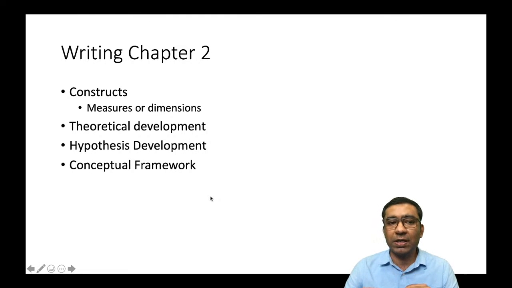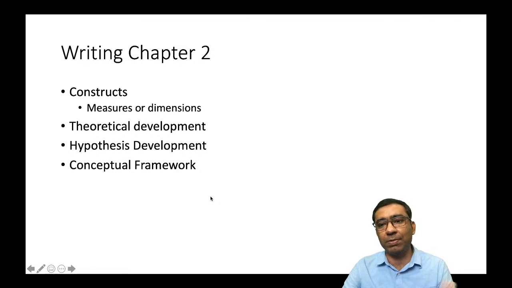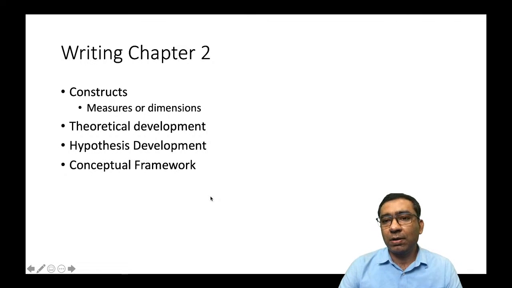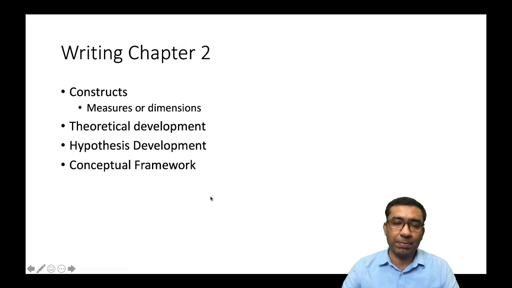The first one is writing about your constructs, and we know what constructs are: variables, dependent, independent, mediator or moderator. They can be different variables. In my case, the example I have been taking since the start is digital marketing on sales. So my constructs are digital marketing and sales. There are two constructs, dependent and independent.